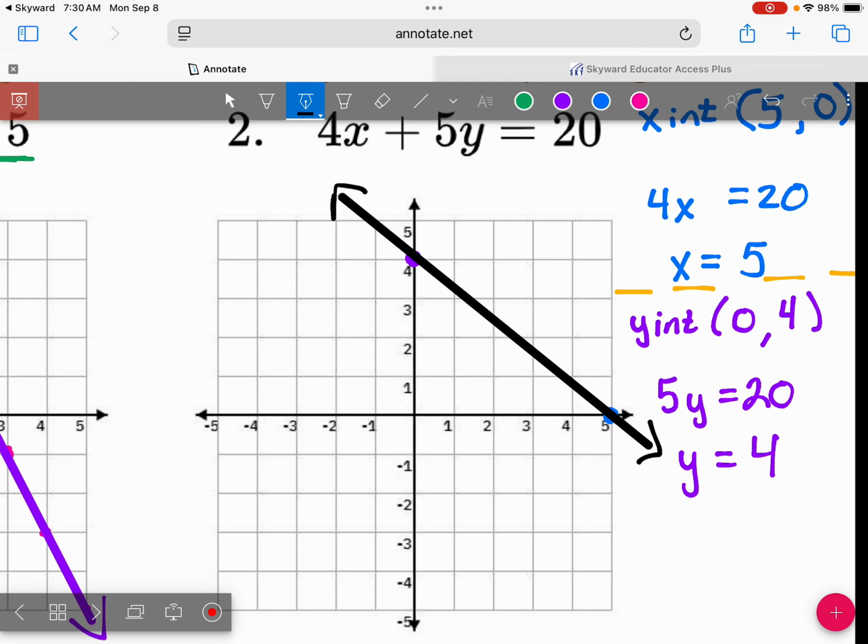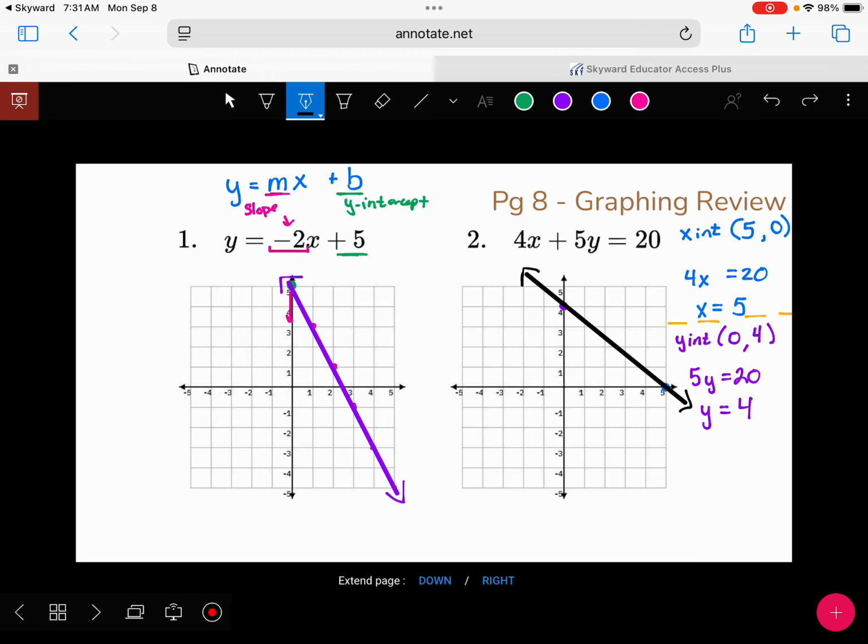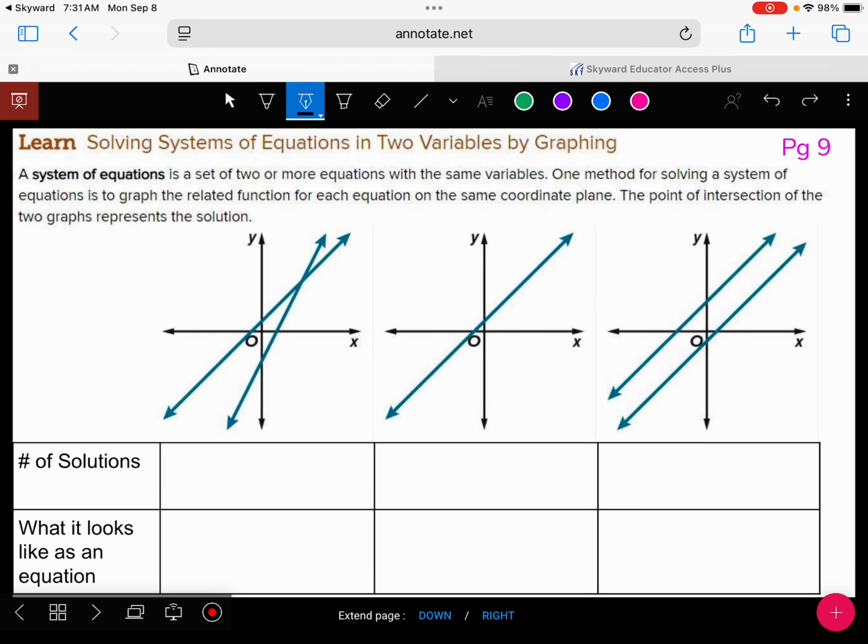Because what we're going to do when we're starting to work with systems is we're going to do 2 equations on the same graph. So we're going to graph 2 lines on the same graph, and we're going to be looking at where they cross. That's the piece we're trying to figure out when we're looking at 2 equations at more than one time. We're going to get pieces that look like this. So on page 9, you have this picture. These are the kind of options we're going to get when we graph 2 lines at the same time.